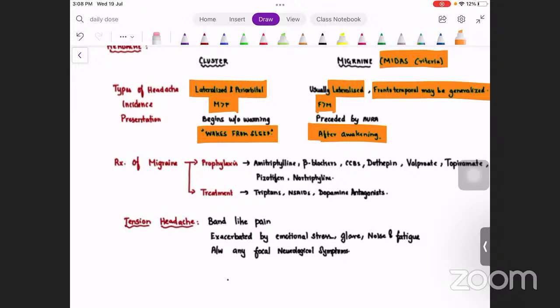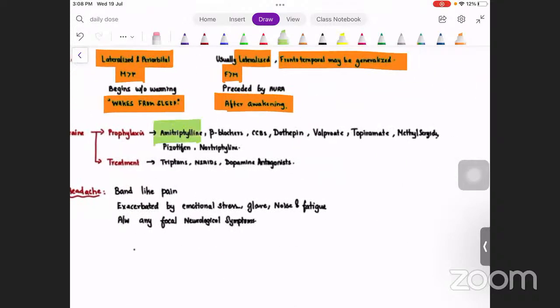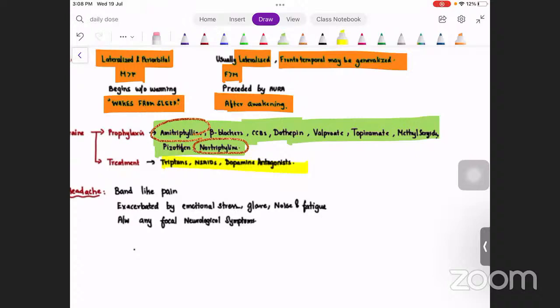What are the treatments of choice for migraine? For prophylaxis of migraine: amitriptyline, beta blocker, calcium channel blocker, dothiepin, valproate, topiramate, methysergide, pizotifen, and nortriptyline. Amitriptyline and nortriptyline are the ones we typically use for prophylaxis of migraine. Apart from that, treatments such as triptans, NSAIDs, and dopamine antagonists, you have to remember.